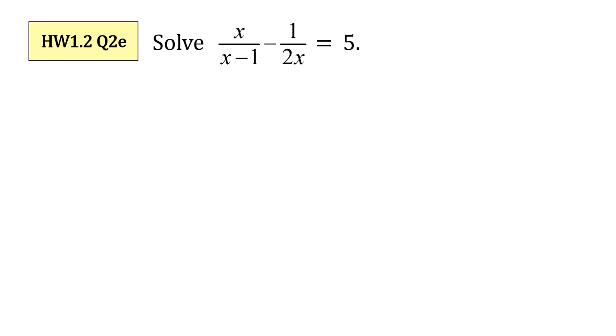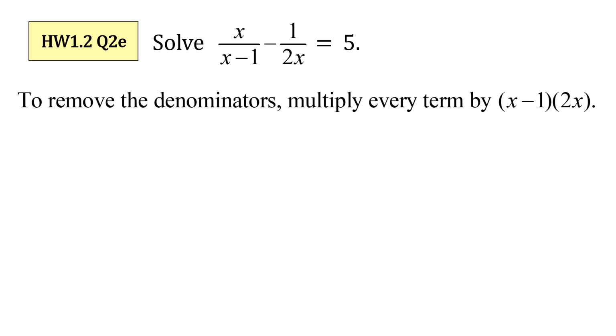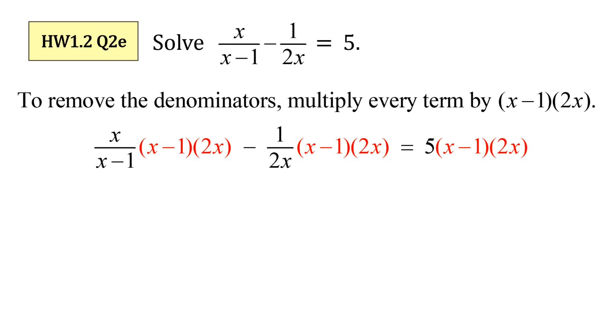For question 2e, we solve what looks like a slightly more complicated equation with two different denominators. But the approach is still the same as before. We get rid of these denominators, and we do that by multiplying every term by both denominators. You can do this in one go like this. So the multiplier is shown in red on every term. Once you proceed, you'll be able to remove the two denominators, expand if necessary, and then solve the resulting quadratic equation.